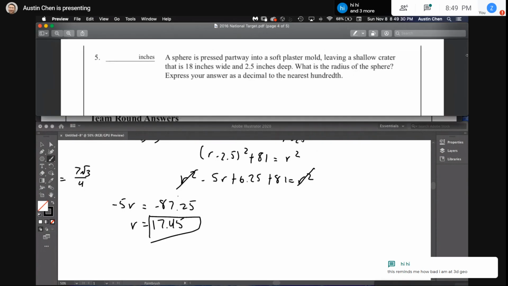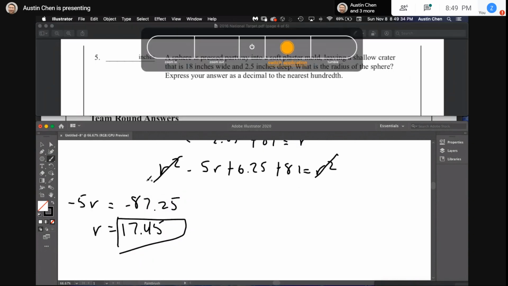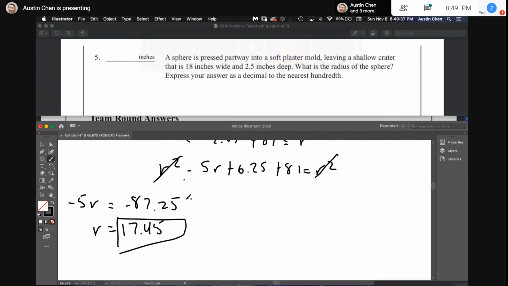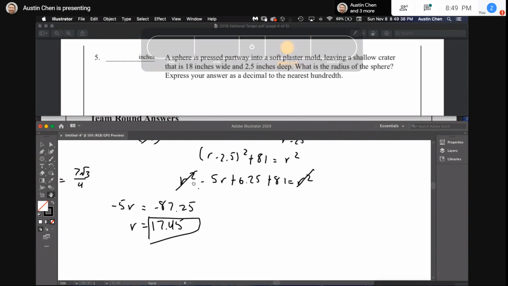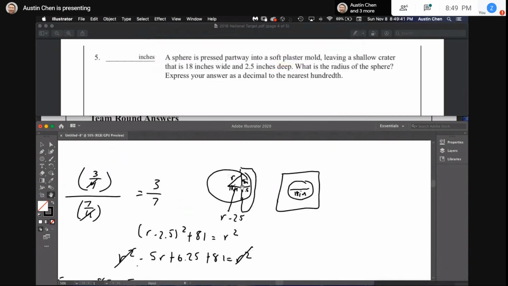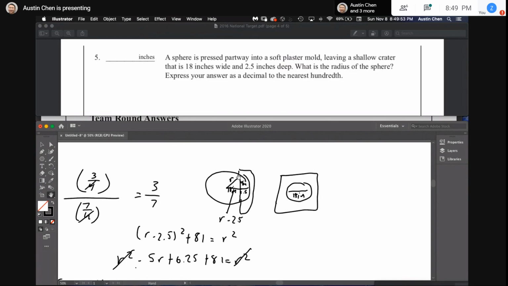So not that bad really. I would just say try to get all your information into this one diagram that I drew, and then just try some stuff. I just connected a few points to get some r's in there, and then I set up an equation with a right triangle. And there are probably a lot of other ways to do this as well.